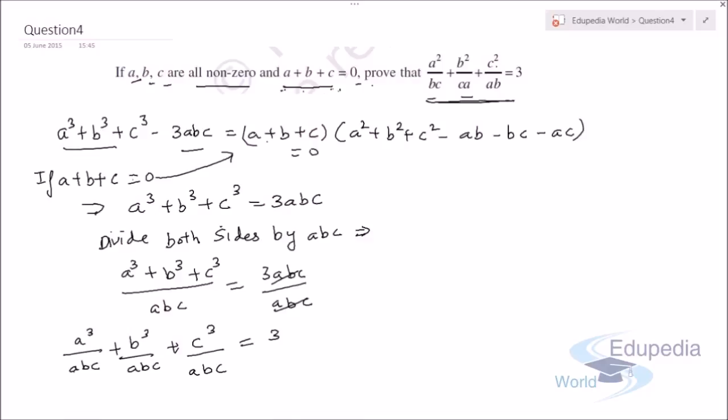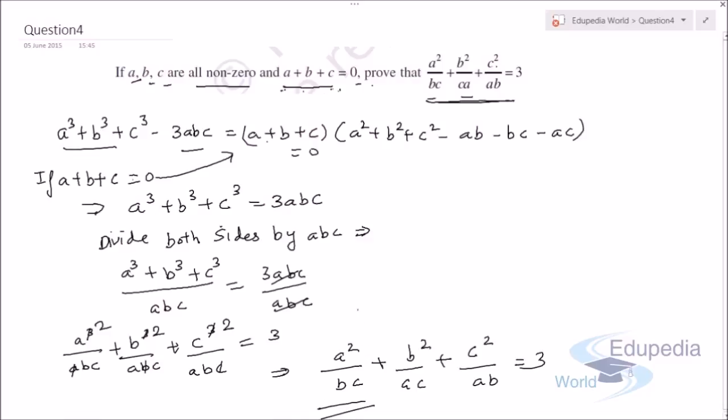Now what will come? This and this will cancel, and the power will become 2. This and this will get cancelled and the power will become 2. This and this will cancel and the power will become 2. So what we get is a square upon bc plus b square upon ac plus c square upon ab equals 3. So this is the final solution of the question.